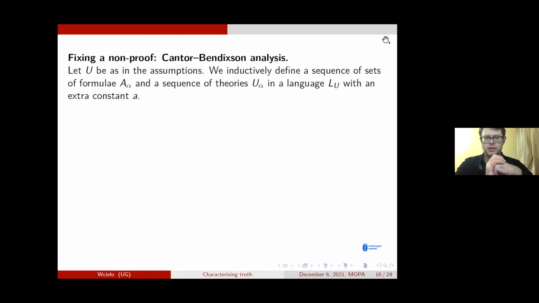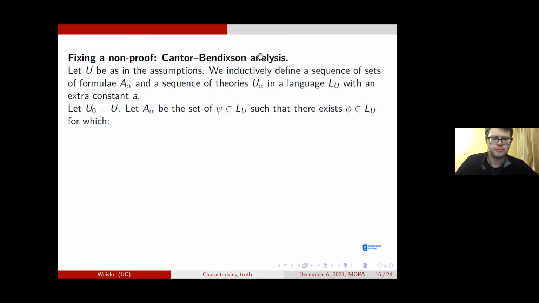Okay, so now this is the proof of the result. If you have a theory which imposes recursive saturation in a countable language, then it defines UTB minus. Take such a theory, and we will inductively define a sequence of sets of formulae, the A alphas, and a sequence of theories U alpha. You take the language of your theory U, add an extra constant A, and start with your theory U.